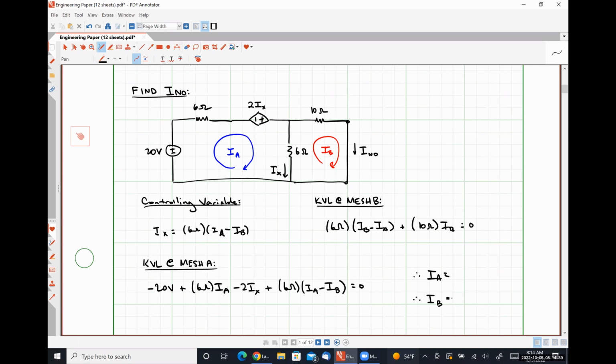Okay. So what I found accidentally here was actually the voltage drop across the 6 ohm resistor, which is not what we are looking for. So that is very, very much a mistake. Thank you for pointing that out. Our controlling variable IX should just be IA minus IB. Good catch. Thank you very much. All right, so now let's throw the correct system into our calculators and then solve it.